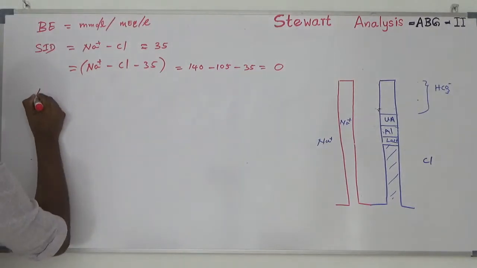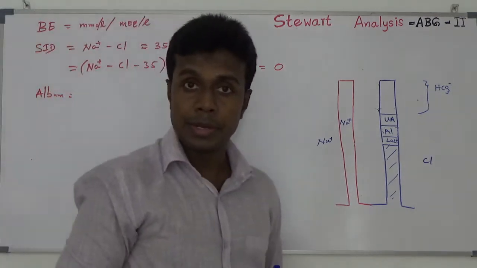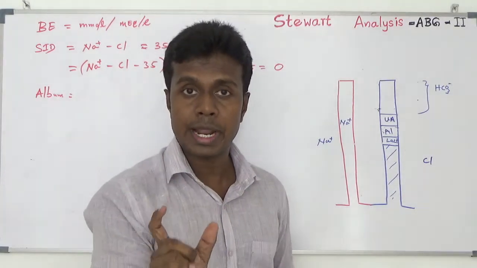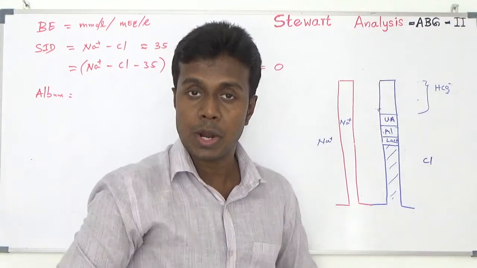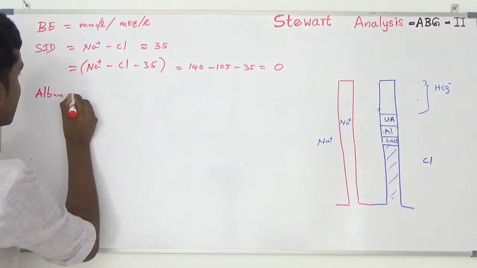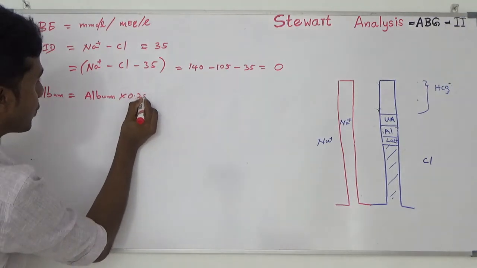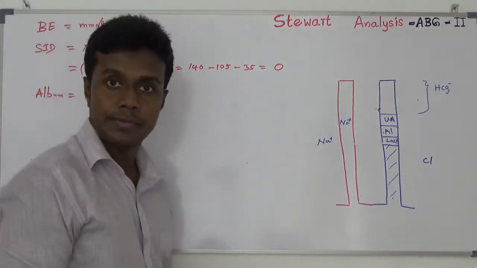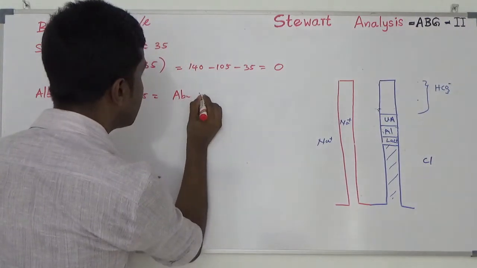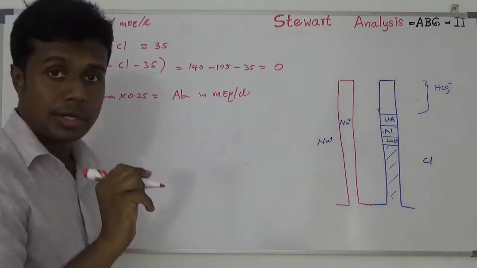Then I am going to add albumin. I am going to convert it into milliequivalents per liter. If I want to convert millimoles per liter albumin into milliequivalents per liter, I have to multiply it by 0.25. That means the total amount of albumin into 0.25 is the albumin in milliequivalents per liter.